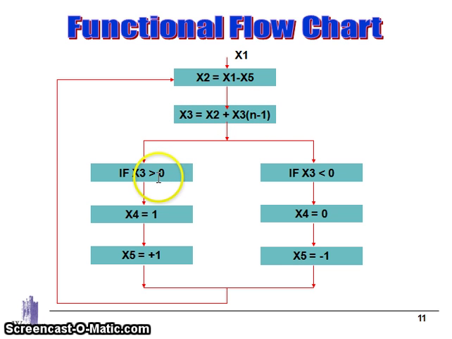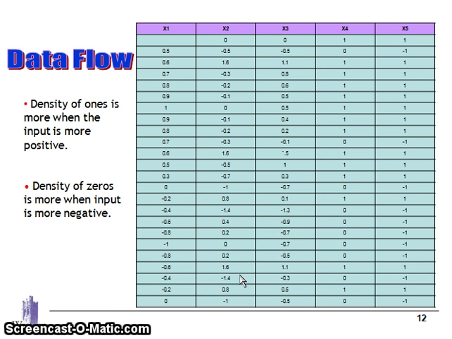If the integrated output is greater than 0, x4 is taken as 1. If the integrated output is less than 0, x4 is considered as 0. And based on whether x4 is 1 or 0, x5 is taken as either plus 1 or minus 1, and once again this loop gets executed and we will get a feedback pattern, and this process continues until we get the desired results. And this concept is shown here clearly with this example data.